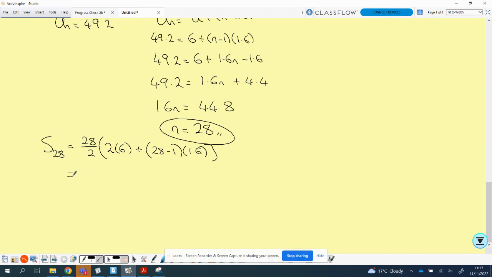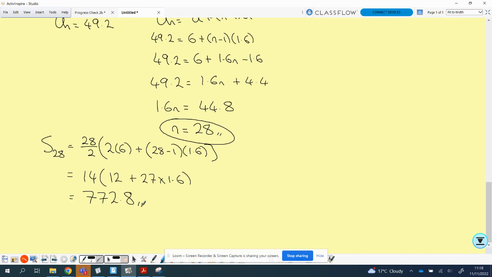Okay, bit of a squash there. That becomes 14. That needs to multiply 12 plus 27 times 1.6. And if I do that, I get the answer is 772.8.